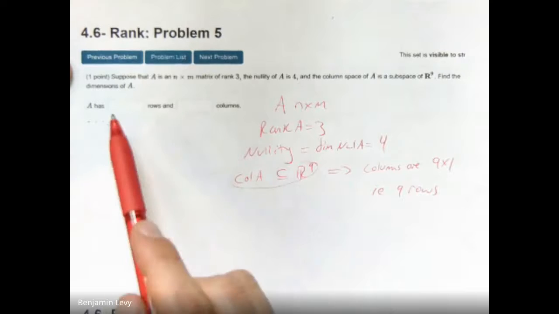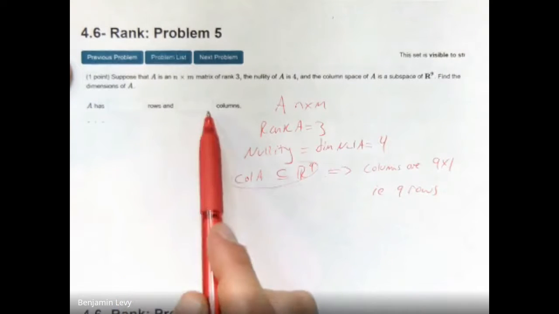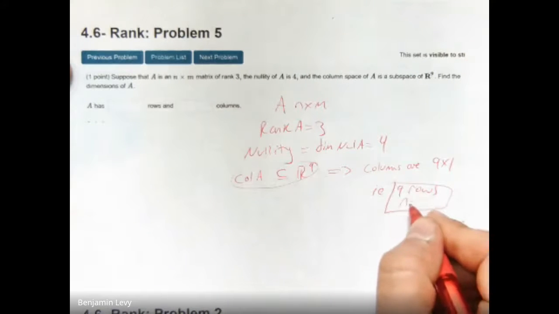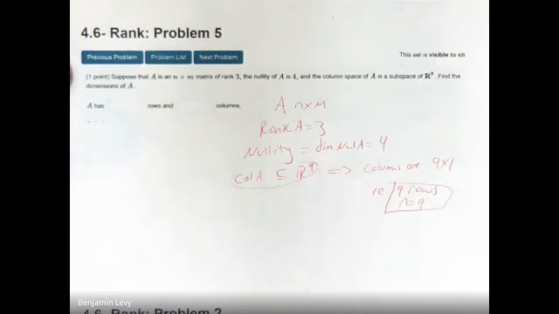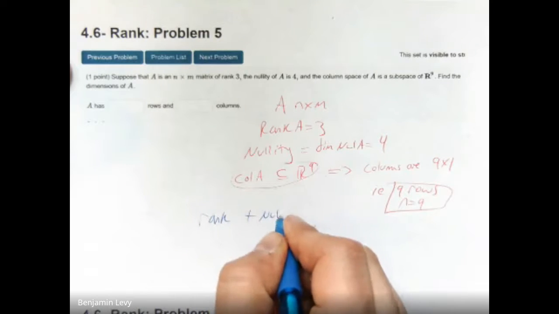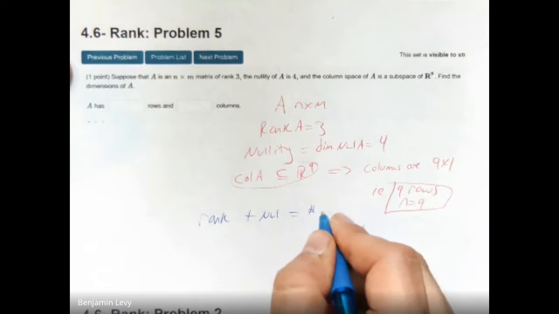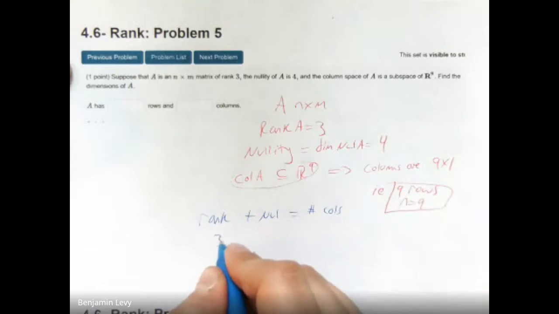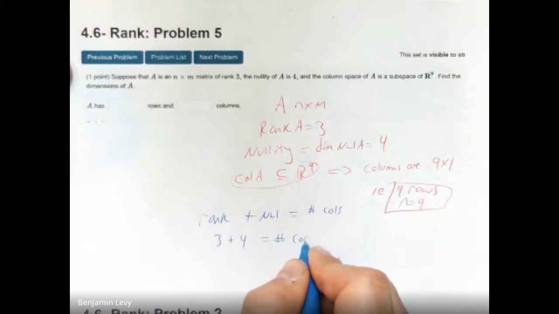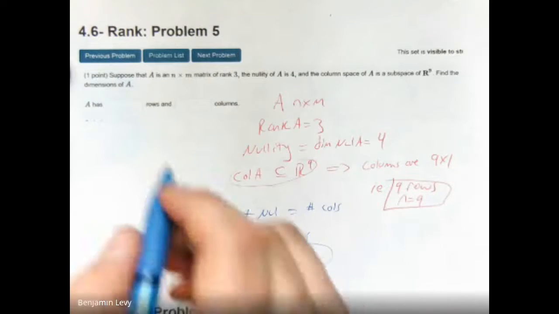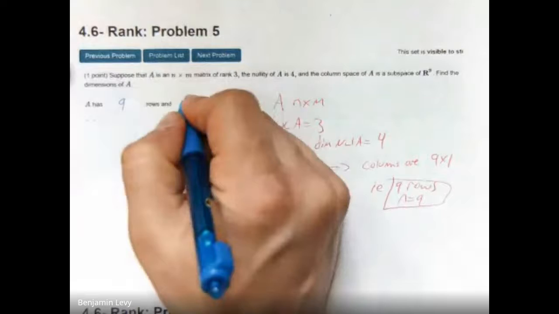Maybe I should have started there. The final question is, what's the dimension of A? It has 9 rows, so that's n. Then we use the equation to get the other piece. Rank plus nullity equals number of columns, and we're being told those two things are 3 and 4. So 3 plus 4 equals number of columns, so 7 is the number of columns. So this is a 9 by 7. Oops, that should be 7. Sorry.